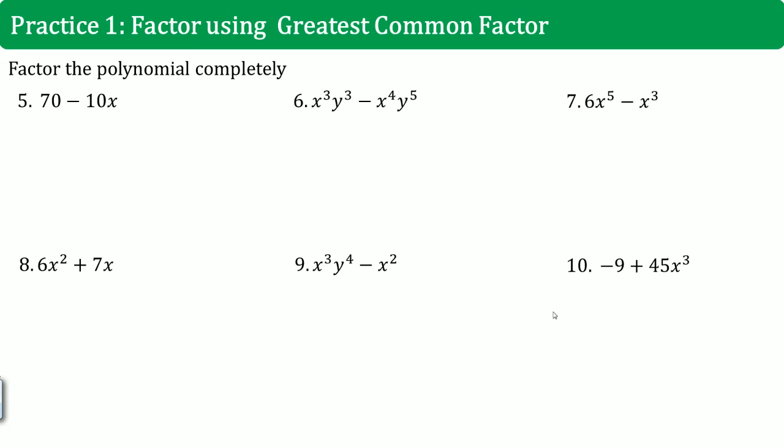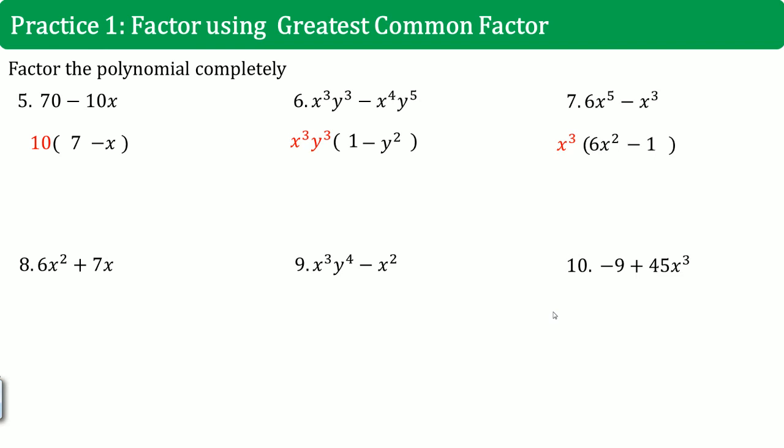Try it first. Number 5, the greatest common factor was a 10. What was left is a 7 minus x. Number 6, the greatest common factor is x cubed, y cubed. What is left over? Parentheses 1 minus y squared. Number 7, the greatest common factor is an x cubed. What is left over on the inside is parentheses 6x squared minus 1.